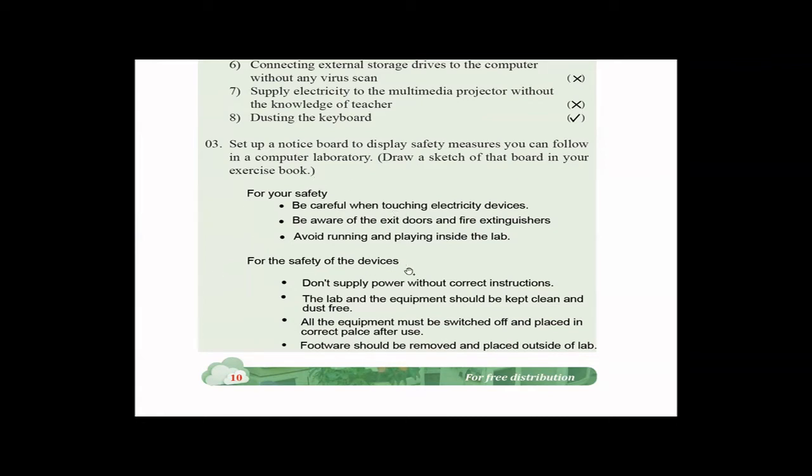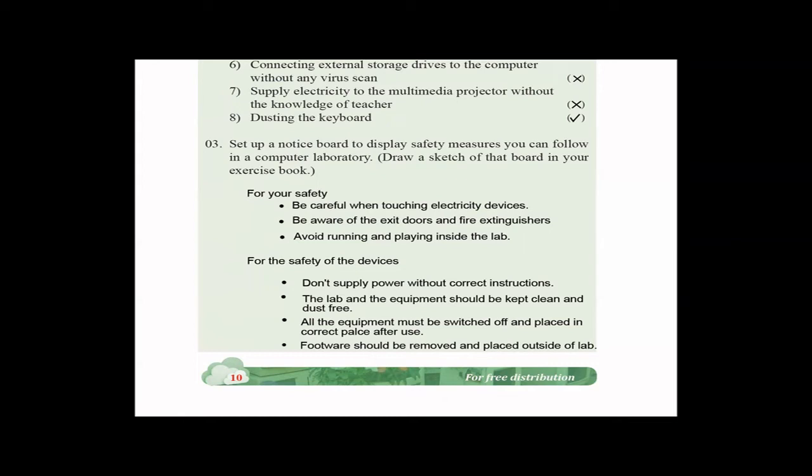And for the safety of the device, don't supply power without correct instructions, right? Always try to keep the lab clean and dust free. And after you use the equipment, all the equipment must be switched off and placed in the correct place. Don't put it here and there, then it's messy and it's hard for other people to use as well.